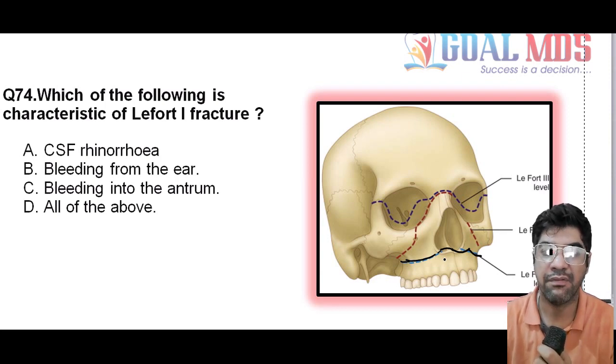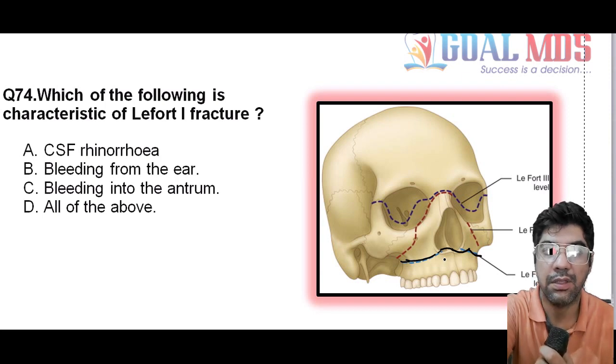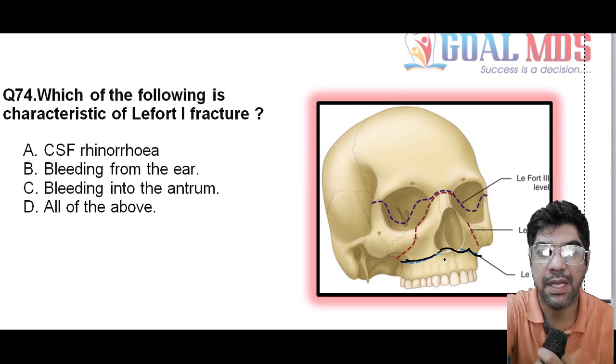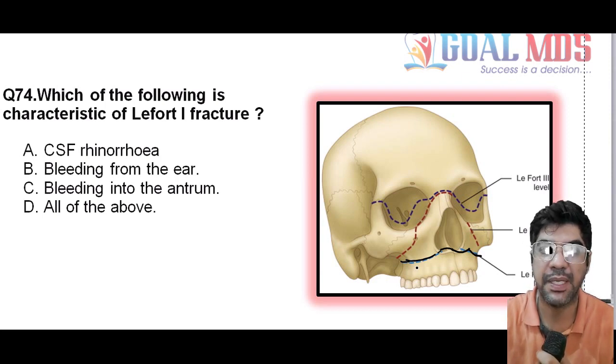So this part of the fracture will separate the upper part of maxilla, including the hard palate, from the rest of the facial bone. So that is why bleeding from the antrum is generally seen in the Lee-Fort 1 fracture. The Lee-Fort 2 fracture is also known as pyramidal fracture.